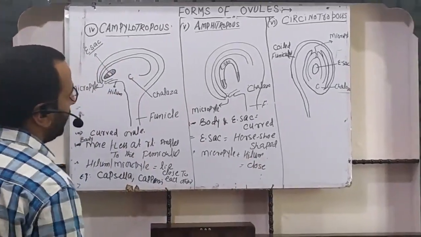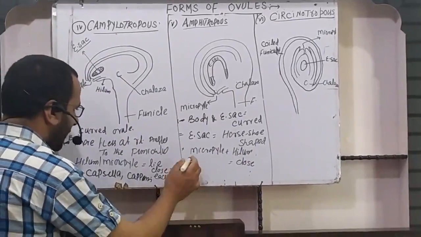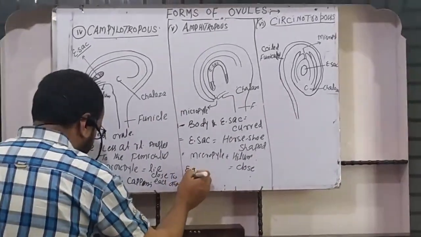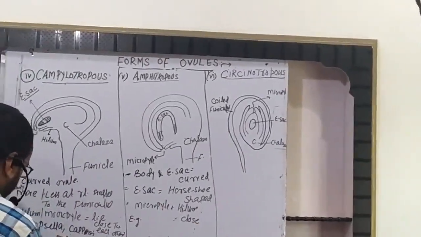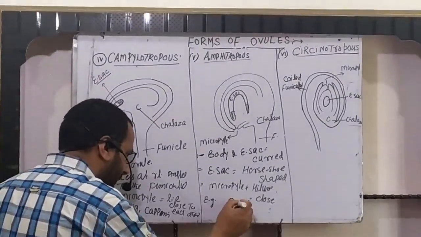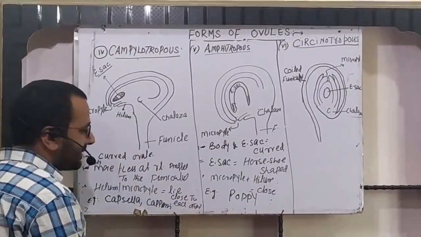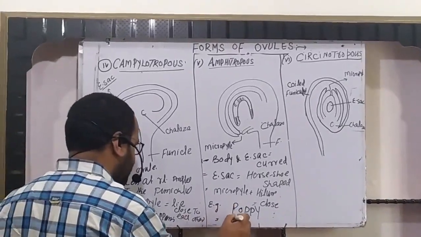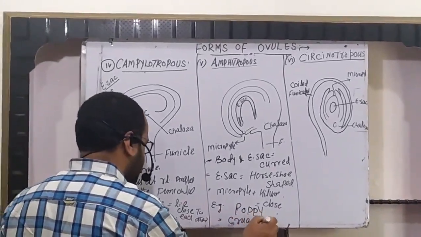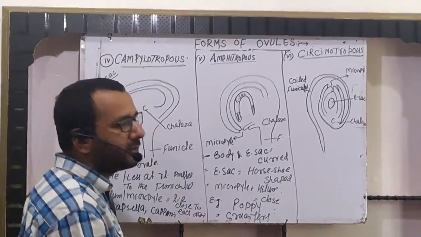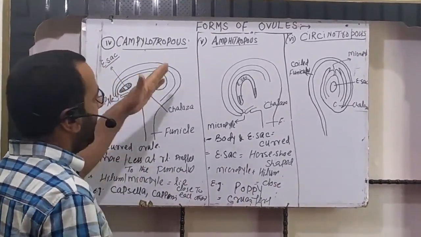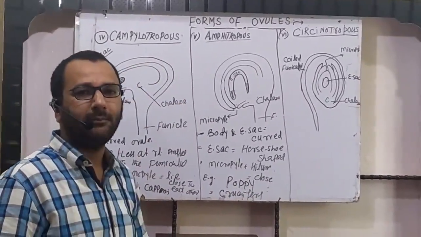This type of ovule is termed as amphitropous, and the example of amphitropous ovule is poppy. Very important plant. Poppy is example, and it is also found in some crucifers. So this was the fifth type of ovule, that is amphitropous ovule.